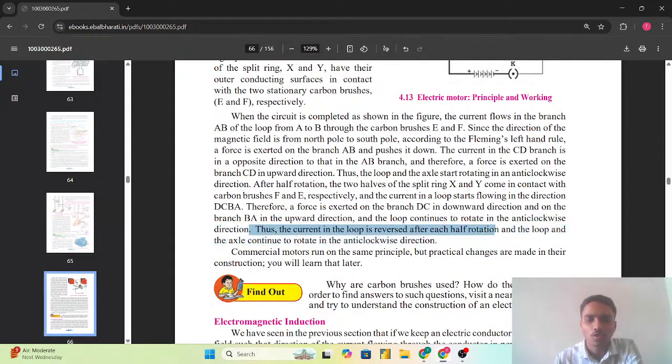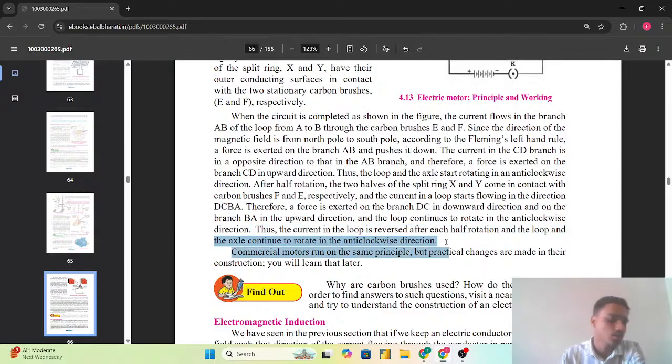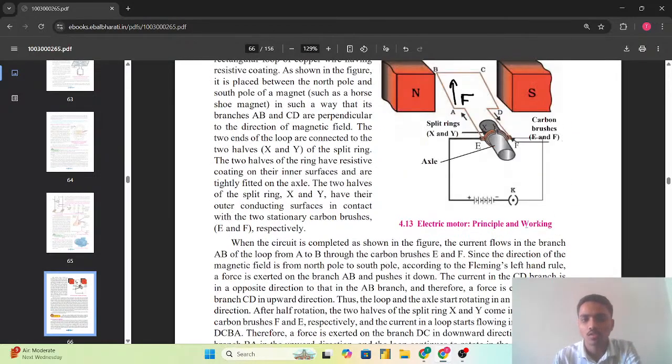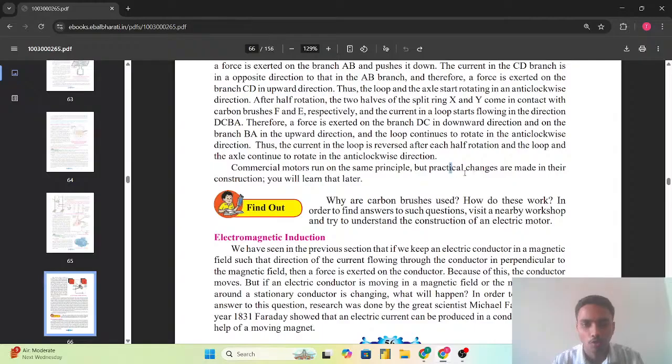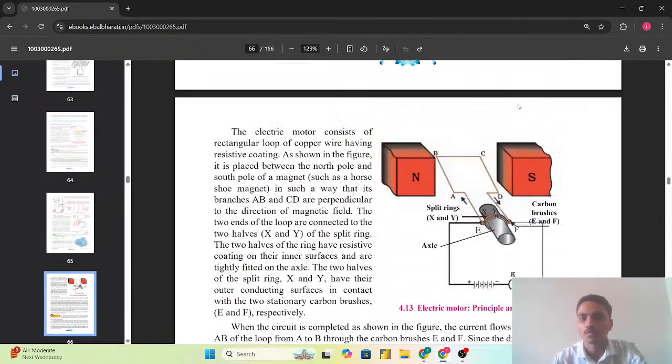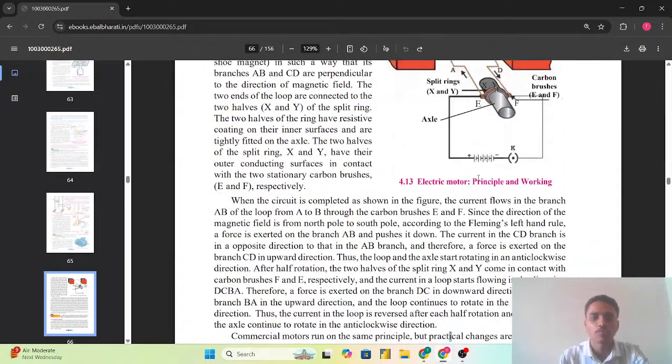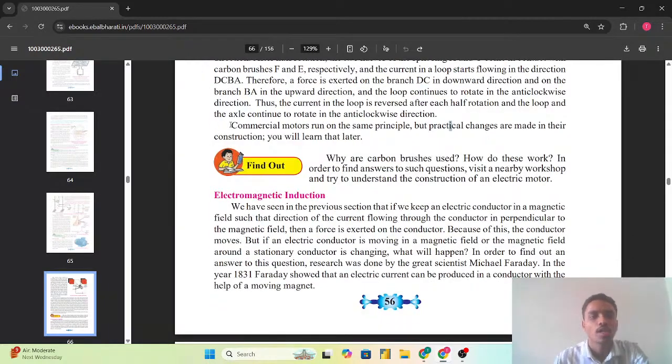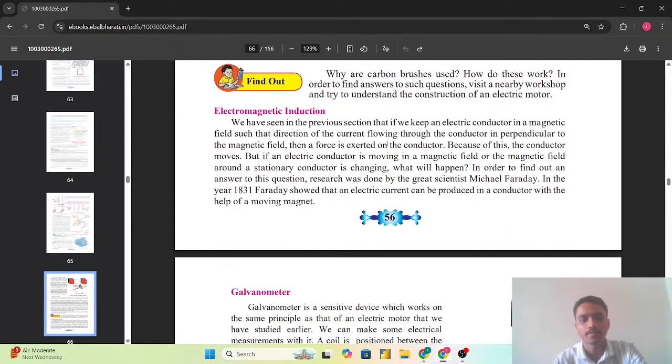Thus, the current in the loop is reversed after each half rotation, and the axle continues to rotate in the anticlockwise direction. The force is exerted in the anticlockwise direction, so the axle keeps rotating, and this leads to the flow of current and the force acting on that rectangular coil. Commercial motors run on the same principle, but practical changes are made in their construction. You will learn that later.